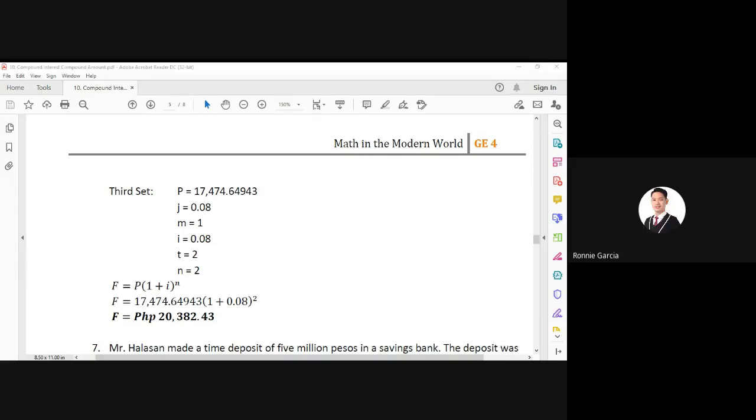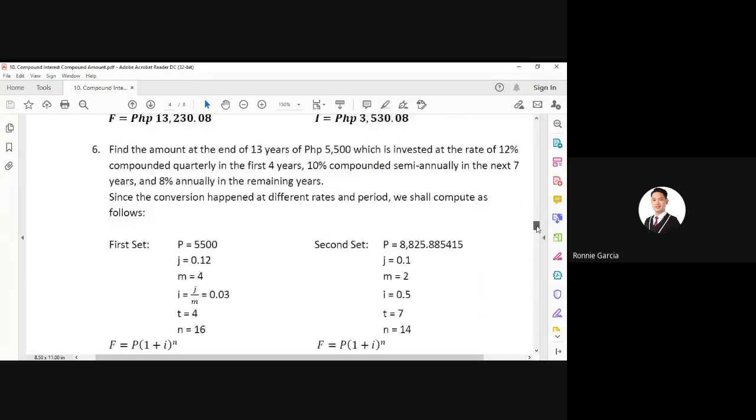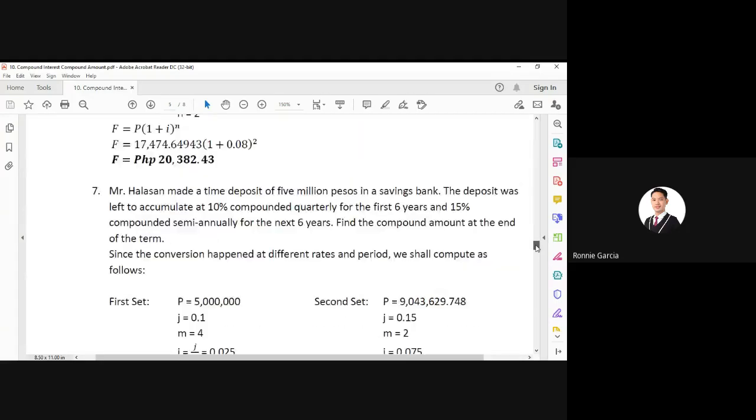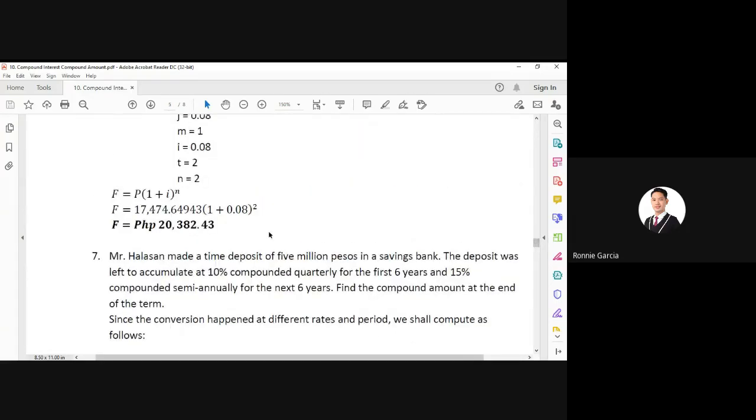Nakuha, sir. Very good. So to answer the question, kung balikon na to ang pangutana ganina, find the amount at the end of 13 years of 5,500, blah, blah, blah. Kaya daghan man kayo nahitabo. So ang 5,500 after 13 years, nahimo siyang 20,382 pesos and 43 centavos.